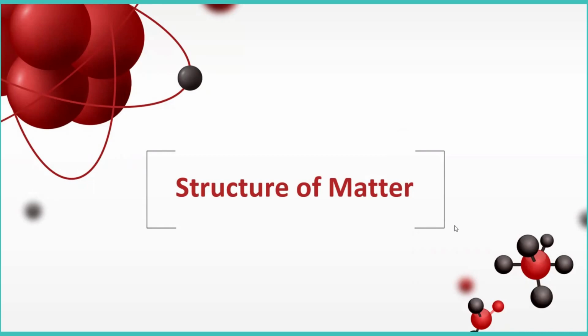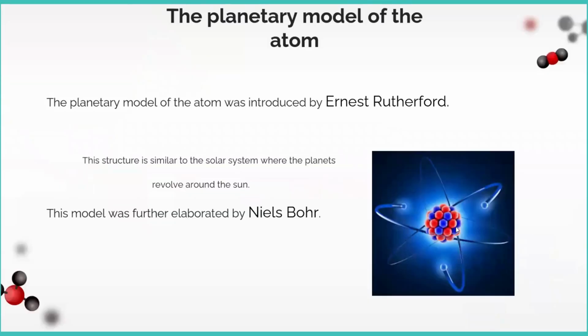So the first subtopic that we have in this lesson is the planetary model of the atom. An atom can be compared to the planetary model, the solar system. The planetary model of the atom was first introduced by the scientist Ernest Rutherford. This structure is similar to the solar system, where the planets revolve around the sun.